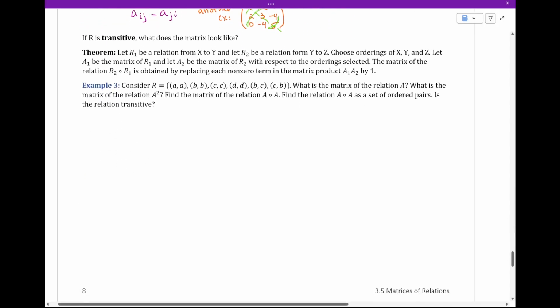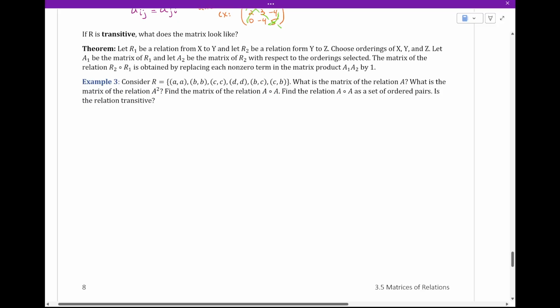Last one, what does a transitive matrix look like? This is one that we're going to have to do quite a bit more work for. This is where that multiplication that we looked at earlier comes in. So here we have a theorem. Let R1 be a relation from X to Y, and let R2 be a relation from Y to Z. And you can choose the orderings of X, Y, and Z. The orderings help you determine where along the matrix you're going to put things. Let A1 be the matrix of R1, A2 be the matrix of R2 with respect to those orderings that you picked. The matrix of the relation R2 composed with R1 is obtained by replacing each non-zero term in the matrix product A1 times A2 by 1.